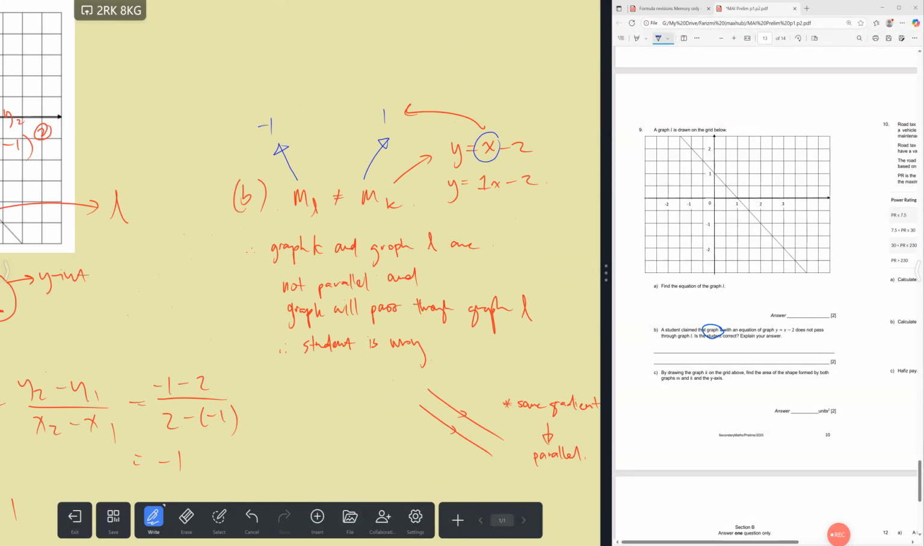The student should have listened in class. Next, by drawing the graph K on the grid above, find the area of the shape formed by both graphs M and K. Okay, I believe there's a typo here. Graphs L and K and the y-axis.